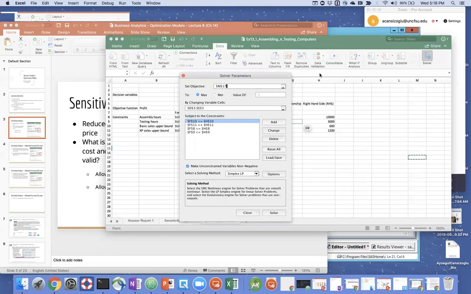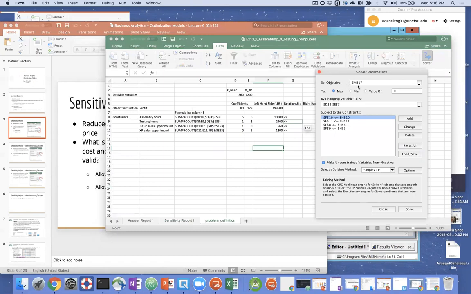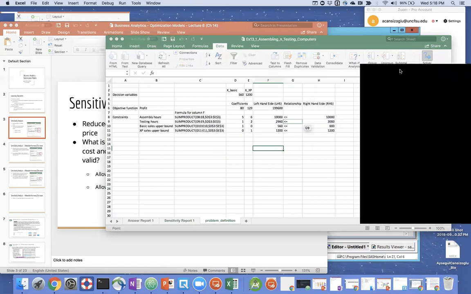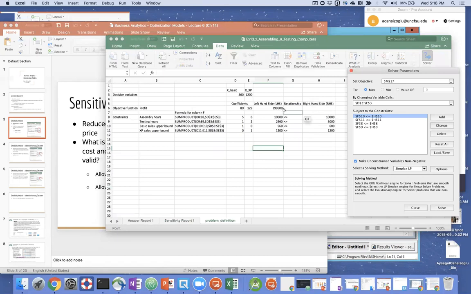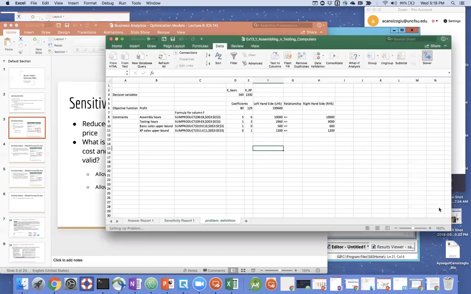Hold on, what is the objective function here? Okay, let's fix this. I think the objective function needs to be this. So this was the objective function. Let's check the rest of it. This is the decision variable, correct? And then F10, H10, F11. Okay, this looks correct to me, so I'm going to hit solve.